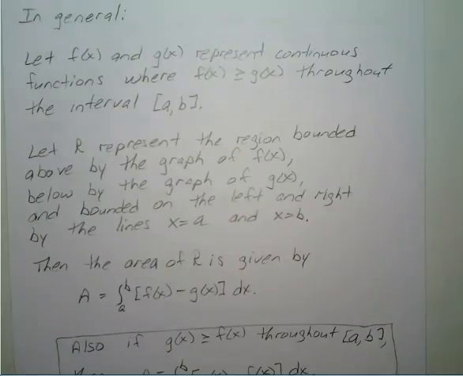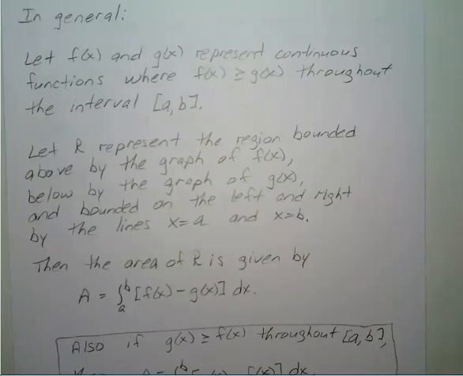Okay, so what if we let R, just like we did before, represent the region bounded above by the graph f of x and below by the graph of g of x, and bounded on the left and right by the lines x equals some number a and x equals some number b. Then the area of that region is given by A equals the integral from a to b of f of x minus g of x with respect to x.